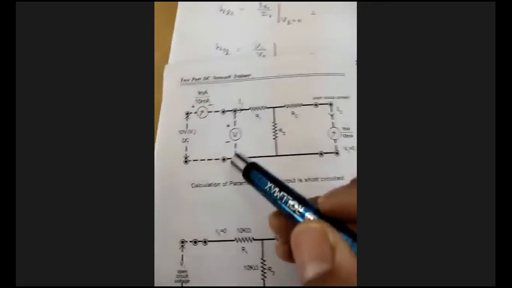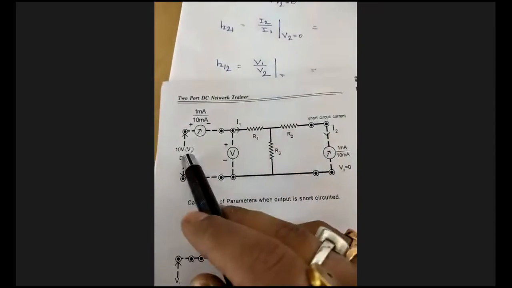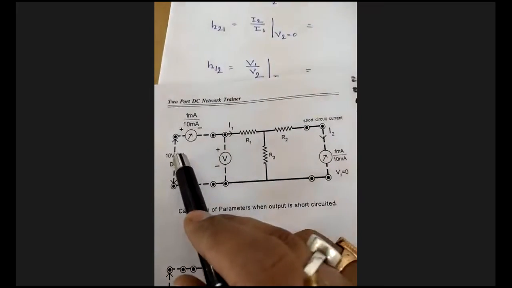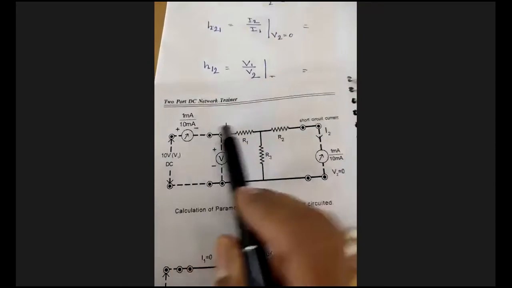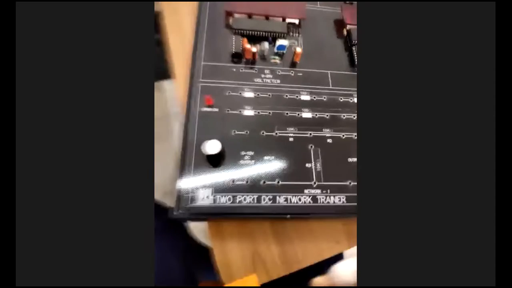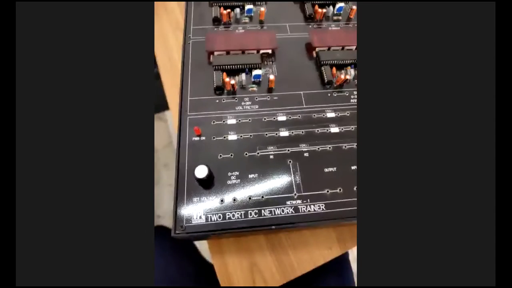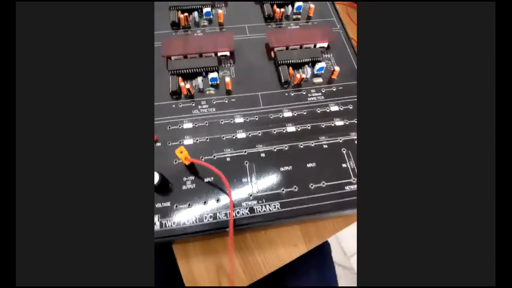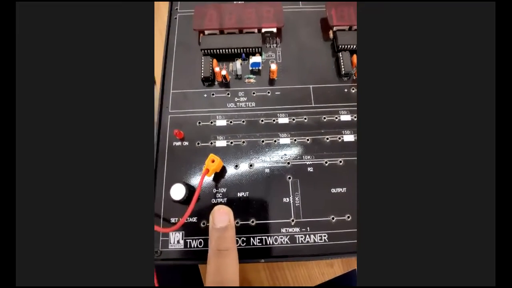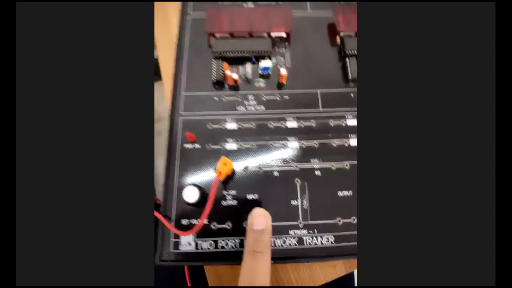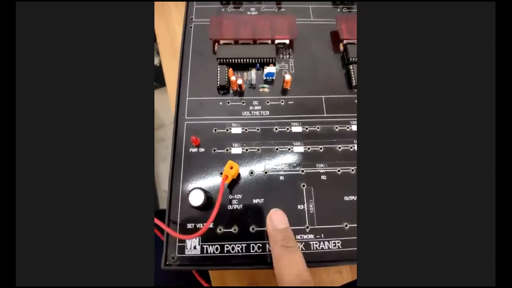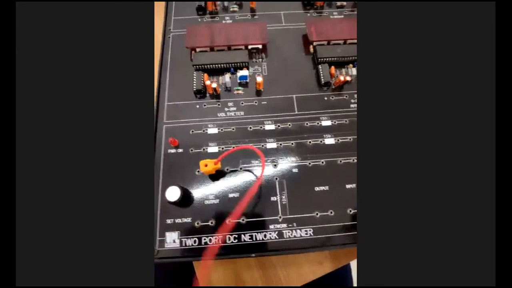So first, what do we have to do? First we connect the source to the input of the circuit. Source to the input, the source has to be connected with the input, so that we can find out the value.